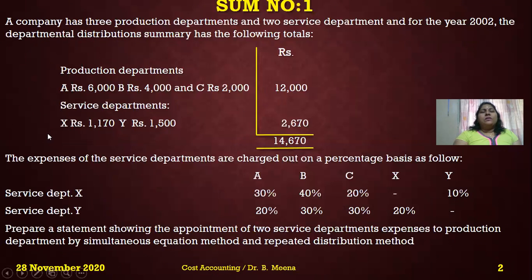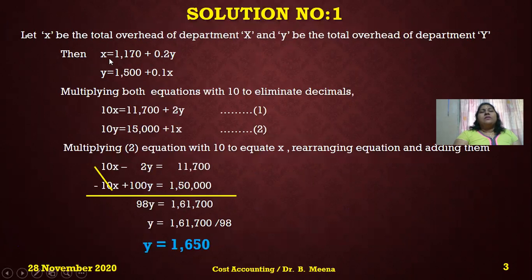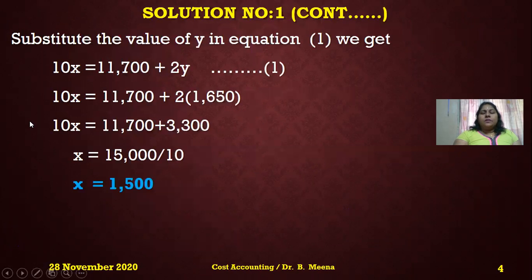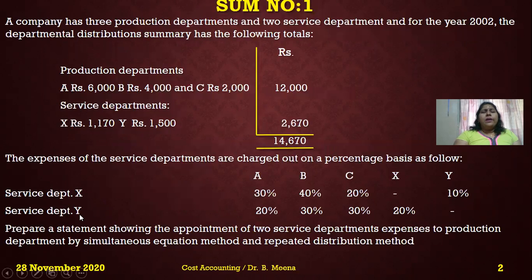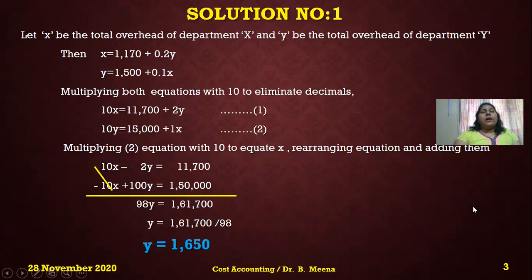How did I get the value? Because X's overhead is 1,170, and Y's overhead is 1,500. That's what I have written here: X = 1,170 + 0.2Y. How did I get this? Against Y, what is the percentage? 20%. So 0.2Y. In the same way, how can I frame the equation for Y? Y = 1,500 + 0.1X. That's what I have written here.